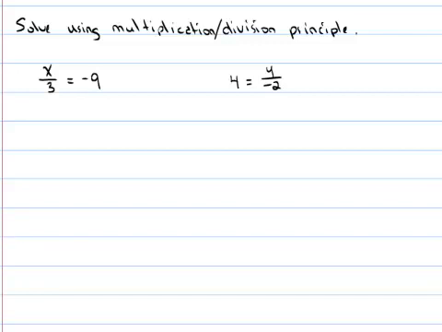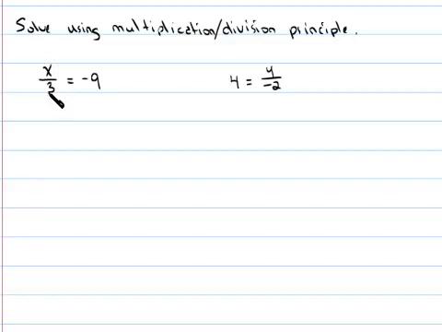Okay, finally here we have x divided by 3 equals negative 9. So in other words, something divided by 3 is negative 9. Okay, so obviously it's got to be bigger than 3, bigger than 9. Well, the way you do this is if you want to figure out what x is, you got to get rid of that 3. So you always do the opposite to it.